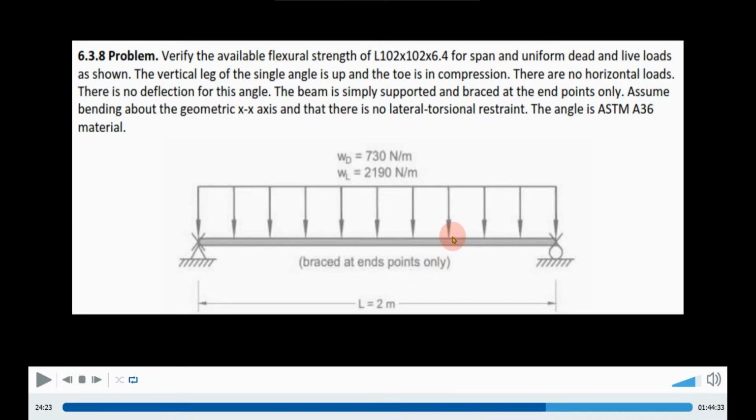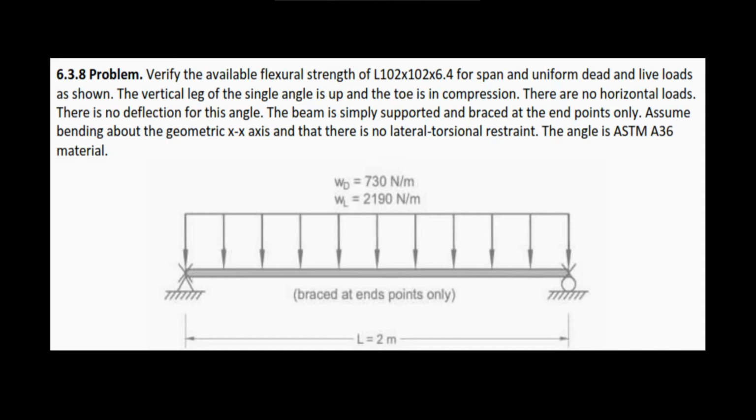For our next example, verify the available flexural strength of angle 102 by 102 by 6.4 for span and uniform dead load and live loads as shown. The vertical leg of the single angle is up and the toe is in compression. There are no horizontal loads. There is no deflection for this angle. The beam is simply supported and braced at the endpoints only, and assume bending about the geometric x-axis and that there is no lateral torsional restraint. The angle is ASTM A36 material.